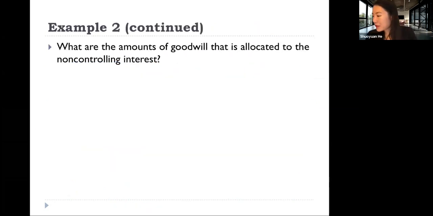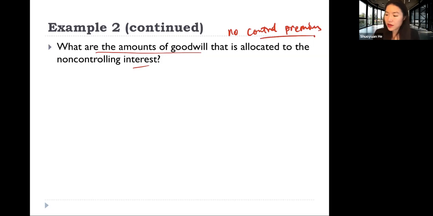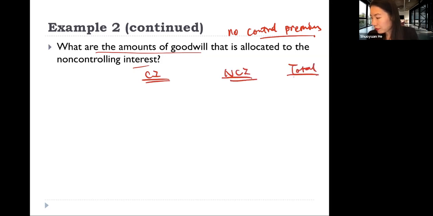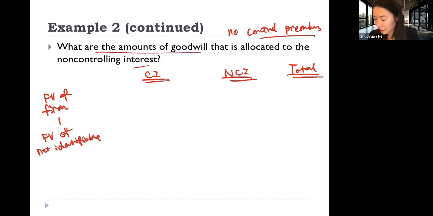Now another example, example 2. This is a continuation of example 2 from the previous case. In the previous case, if you still remember, the second one is a no control premium situation. We still start from controlling interest, non-controlling interest, and total. The fair value of the firm minus the fair value of all of its net identifiable assets equals the total goodwill.